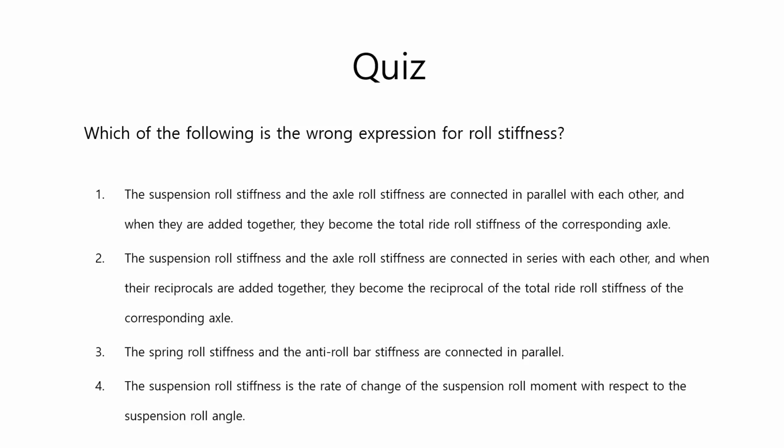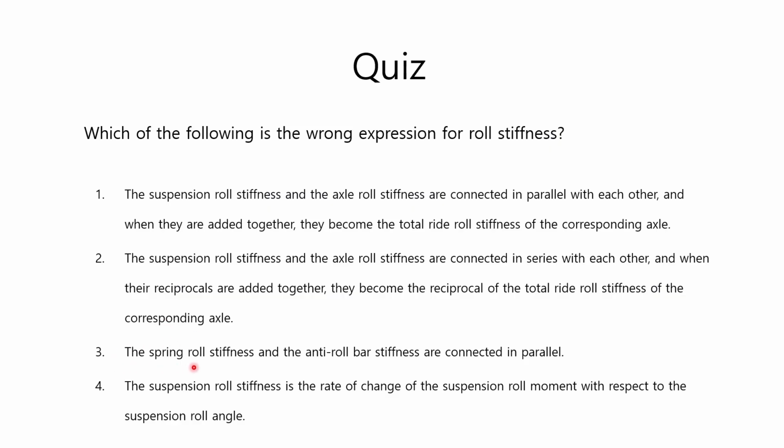I have a quiz for you. Which of the following is the wrong expression for roll stiffness? First, the suspension roll stiffness and the axle roll stiffness are connected in parallel with each other, and when they are added together, they become the total ride roll stiffness of the corresponding axle. Second, the suspension roll stiffness and the axle roll stiffness are connected in series with each other, and when their reciprocals are added together, they become the reciprocal of the total ride roll stiffness of the corresponding axle.